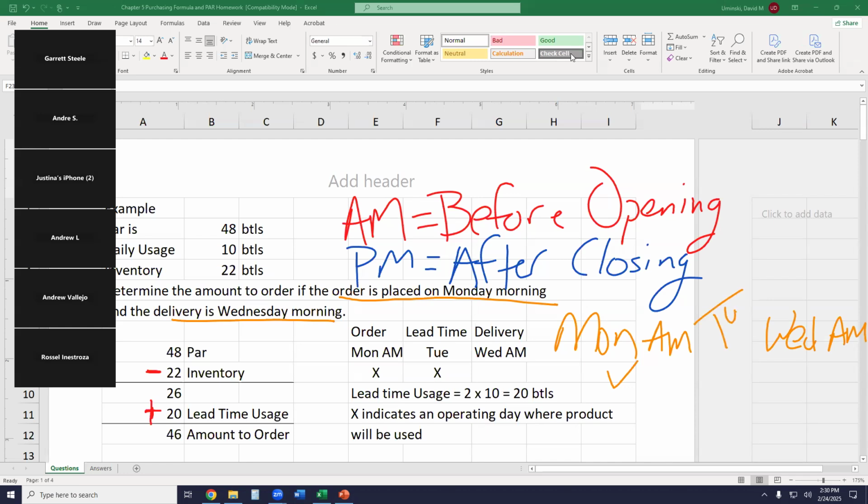And then we have Tuesday in the middle. So I've got a check mark there because I'm going to use product all day on Tuesday. And then Wednesday, my order is supposed to be delivered before I even open. So I don't have any usage on that day. Okay. So how many check marks do I have? 2. So my lead time usage, which you can see on your notes page, is 10 bottles per day times the 2 days. I'm going to add 20 bottles to my order, like you see right here. So when I place my order, I'm going to say I need to order 46 bottles.